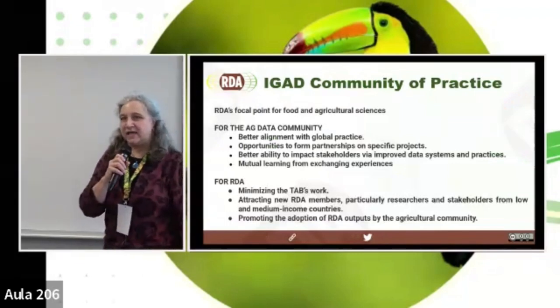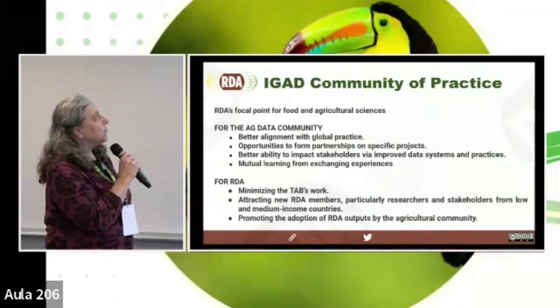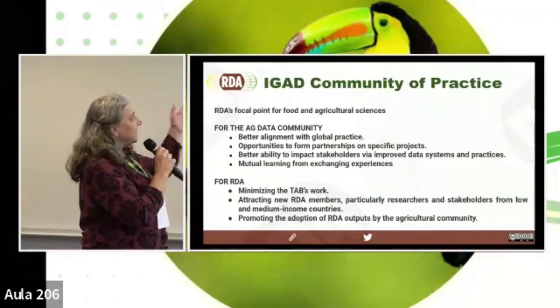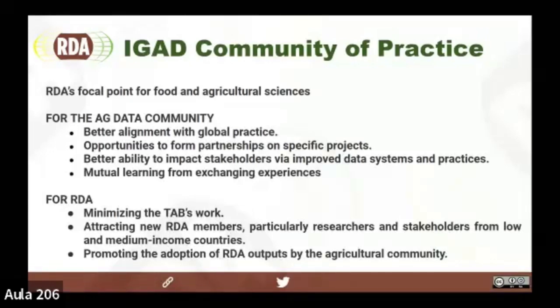But basically, EGAD is now the focal point for food and agricultural sciences within RDA. What that means for the ag data community is that we can help make sure that we're aligned globally on our best practices about data. We have networking, so we can form partnerships and maybe even get funding to do projects together. And hopefully we'll have a better ability to impact our stakeholders and essentially learn from each other. So it's a community of practice.